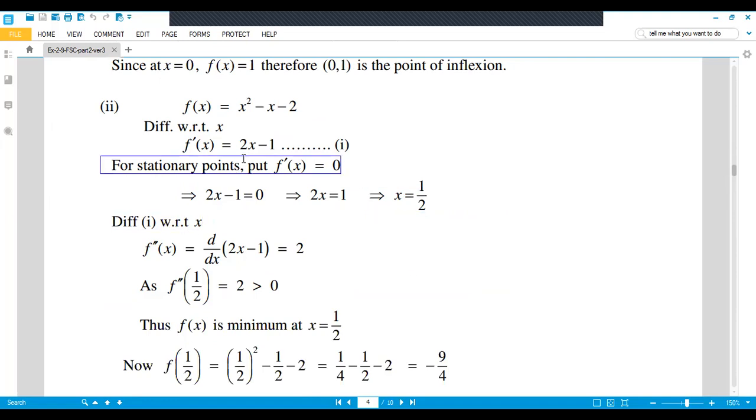Now we differentiate again the first derivative. So we get the second derivative 2x. So it will be 2, and the one derivative is 0, so we get 2, and 2 is greater than 0.